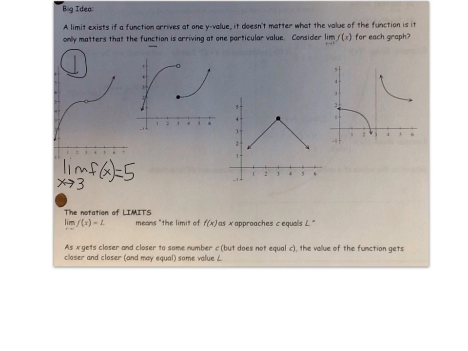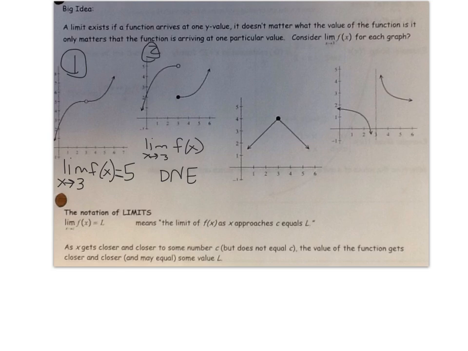For the second one, the limit as x approaches 3 of f of x does not exist because the function is approaching 5 from the left side, but it's approaching 2 from the right side of the graph. So since it has a different left-sided and right-sided limit, overall that limit as x approaches 3 does not exist.